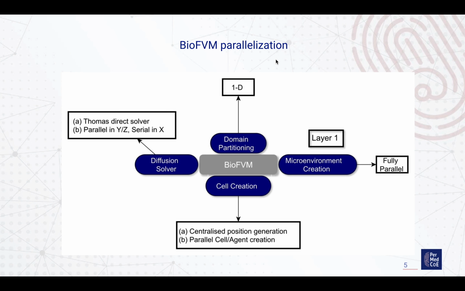There are multiple kernels to be parallelized, and the first kernel that we parallelize is the domain partitioning kernel, and we carry out a 1D domain partitioning in the X direction. The reason why we carry it out in the X direction is because data is contiguous in memory in the X direction. As far as the microenvironment creation is concerned, it is fully parallel. That means all the MPI processes can simultaneously create a microenvironment.